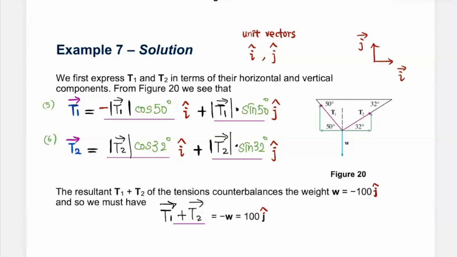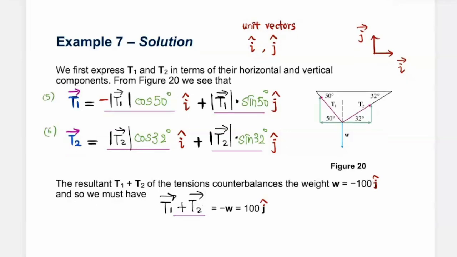Why is T2 not negative? T2 is not negative. Then why is T1 not negative? Correction: T1 goes this way, T2 goes this way. Both of them are not negative. Those are the vectors, one goes this way, one goes this way.